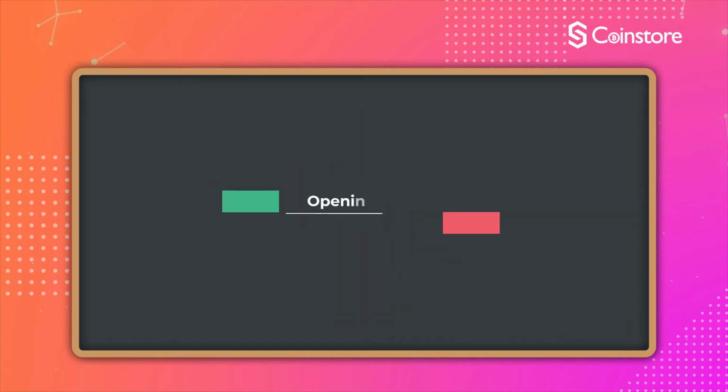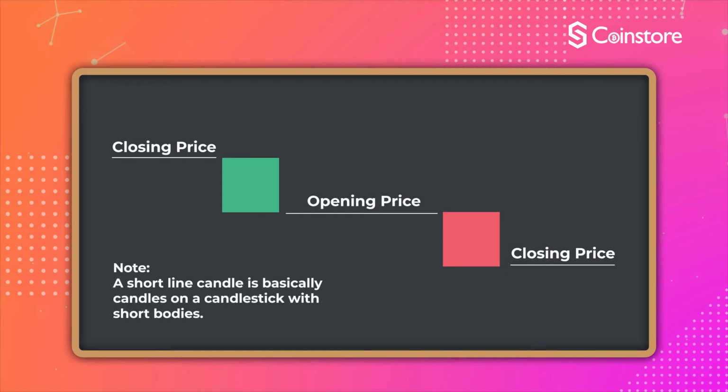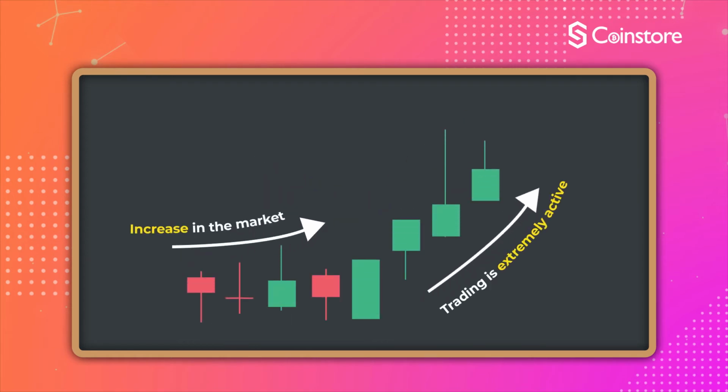In this figure, we see that the opening price is the same as the closing price. This is normal as there are a lack of trades. But when the market becomes increasingly active, the prices fluctuate, forming short line candles. A short line candle is basically candles on a candlestick with short bodies. The left green short line candle indicates an increase in prices, while the right red short line candle indicates a fall. As the market becomes active, the graph changes accordingly.